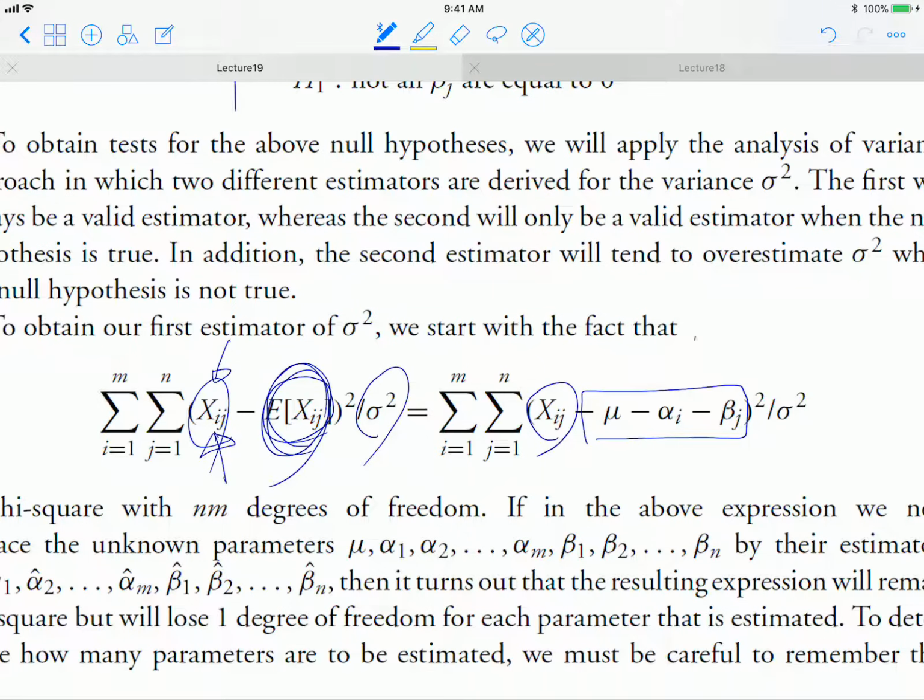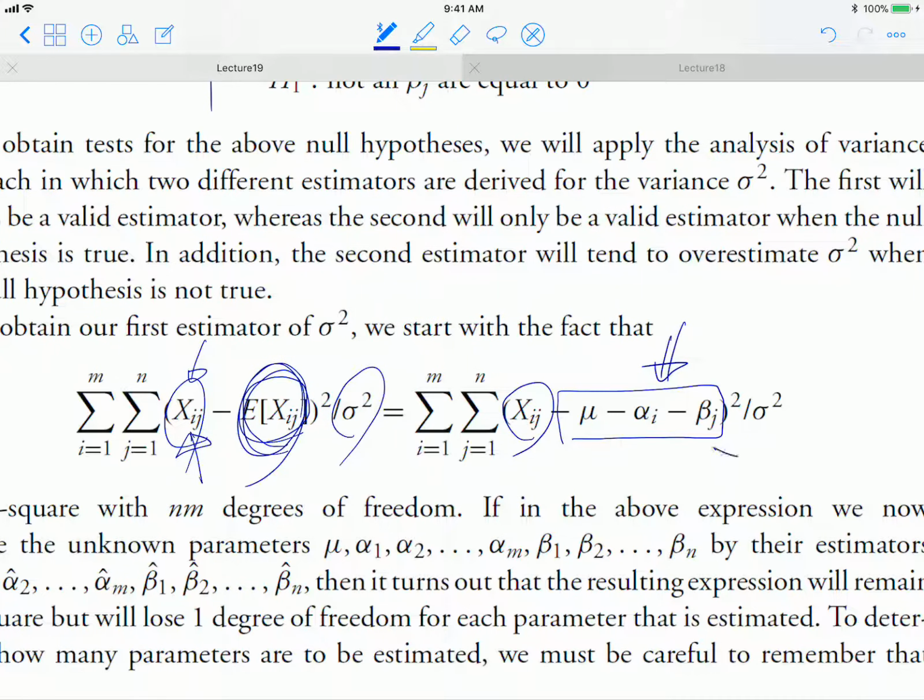If we were to use the true parameters, what is the degree of freedom? It is still m times n. The only difference is that we used its corresponding mean, which has a somewhat more complicated form compared to the one-way ANOVA setting.